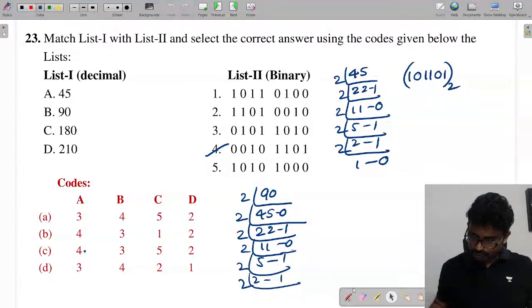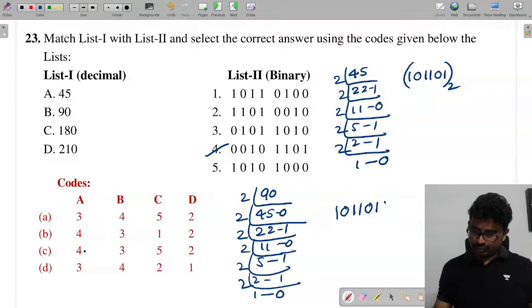Now this is 2 1s and 0. So this is 1 0 1 1 0 1 0. So this is also option for 90. So this is option B.